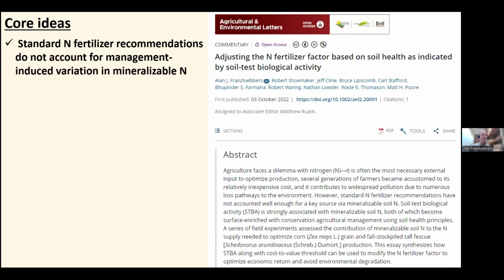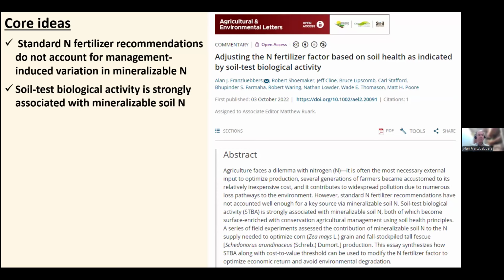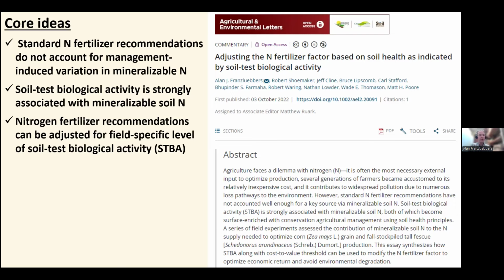And basically the core ideas were that standard nitrogen fertilizer recommendations do not account for management-induced variation in mineralizable N, but I believe that they should. Soil test biological activity is strongly associated with mineralizable soil nitrogen. So ideally, we would want to measure mineralizable soil nitrogen. That would be the key thing. It would be direct. We'd be measuring nitrogen, but because nitrogen mineralization occurs because of the activity of the organisms, we can simply measure an easier parameter, such as this 3-day measurement. And that gives us an idea that mineralizable soil nitrogen will occur.